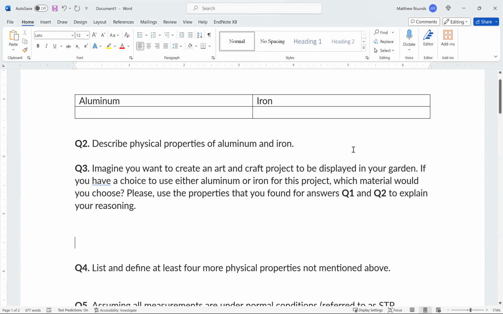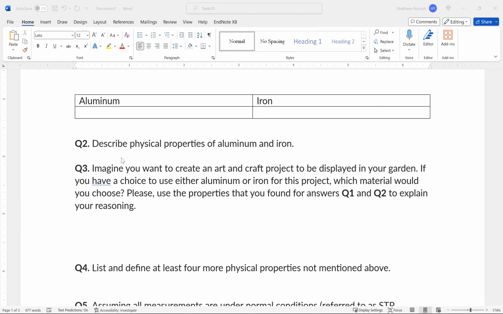So, let's read question three. It says, imagine you want to create an art and craft project to be displayed in your garden. If you have a choice to use either aluminum or iron for this project, which would you choose? And this is a little bit of real life. Do you know when iron is used? Can you think of any examples of when iron or aluminum are used in your life?